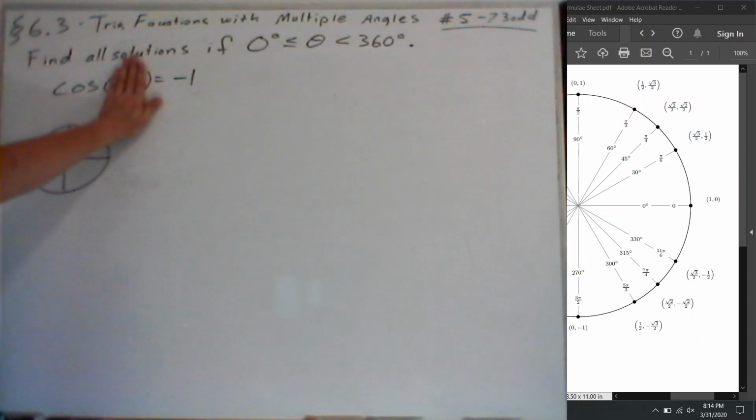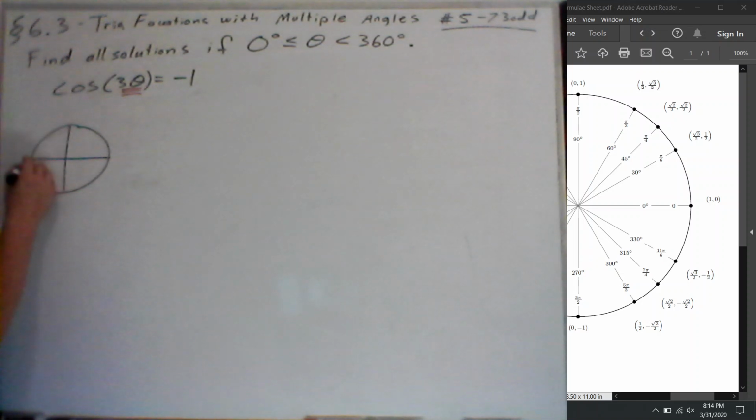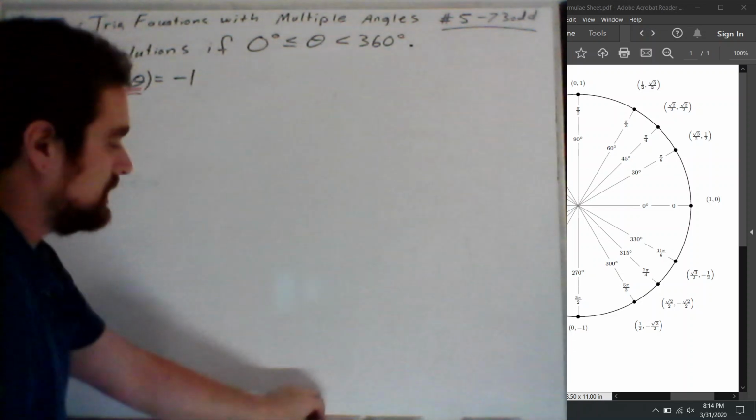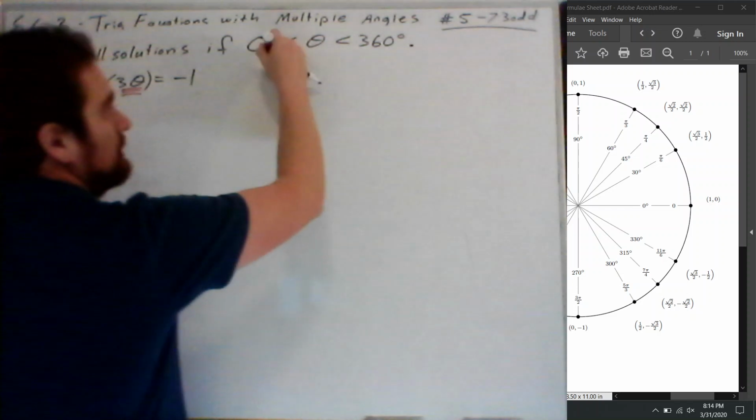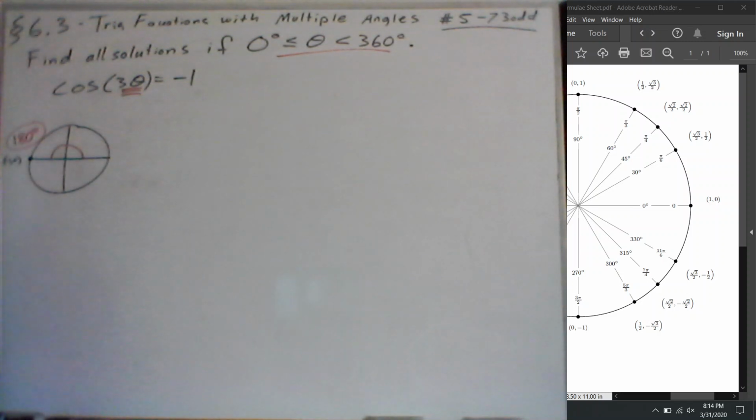So this angle that's in here, when I plug it into the cosine function, it better be spitting out -1. We go look on our unit circle, and we find that ordered pair, -1, 0. Cosine is the x value. So that means this angle here, 3 theta, must be 180 degrees. And again, we're talking staying between 0 and 360.